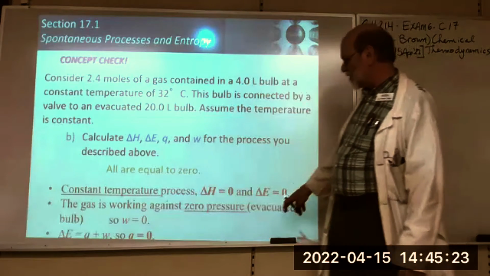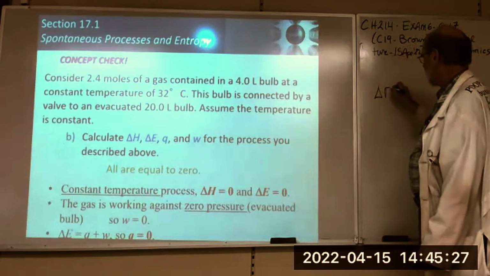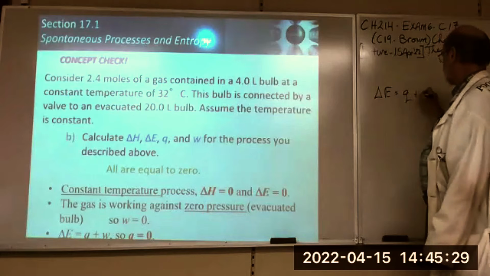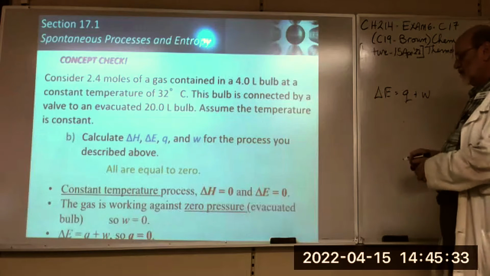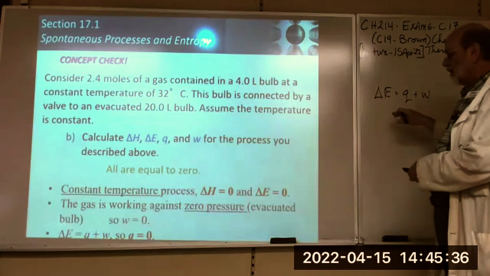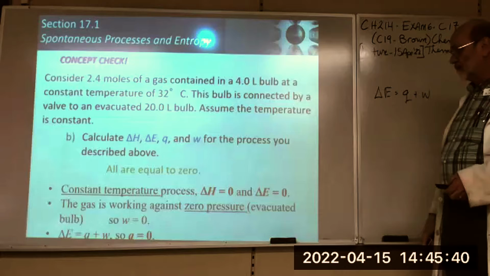And since delta E is Q plus W, it's hard to see that one. Let's see. Delta E equals Q plus W. That was from an earlier chapter. And Q and W are both 0. Delta E has to be 0.